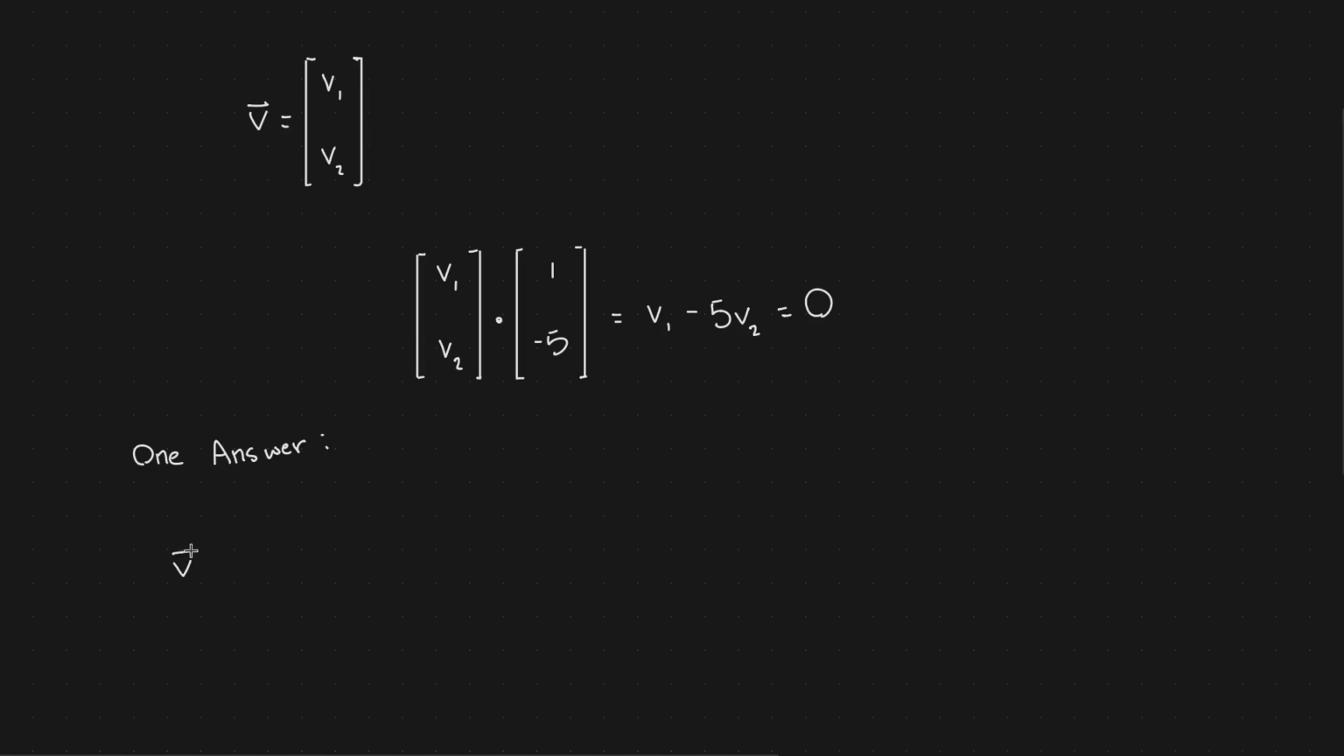One answer, just looking at it, I could see, well, if I make v1 5 and v2 1, then I'd have 5 minus 5 times 1. That'd be 0, right? Let me make that a little more explicit. Okay, that's one option. So I can make v1 equal to 5, and I can make v2 equal to 1. That would be orthogonal to the original vector 1, negative 5.